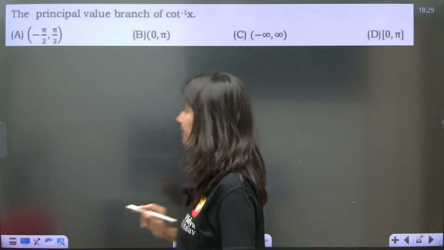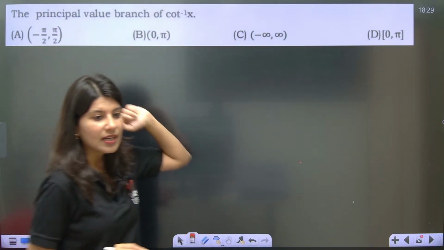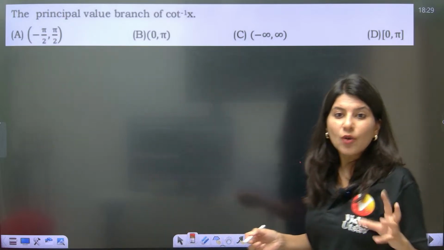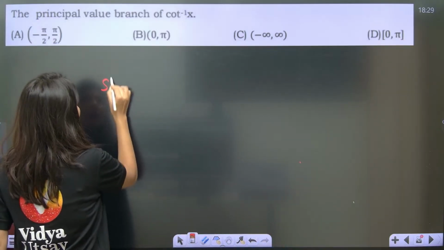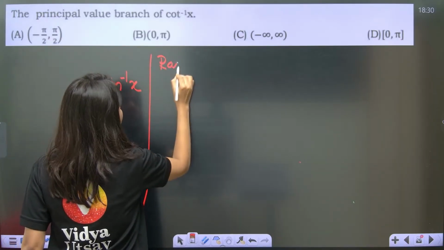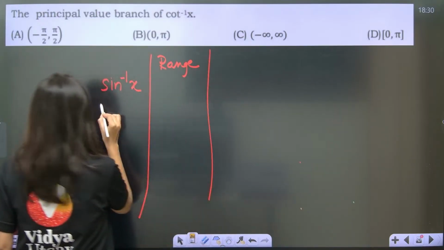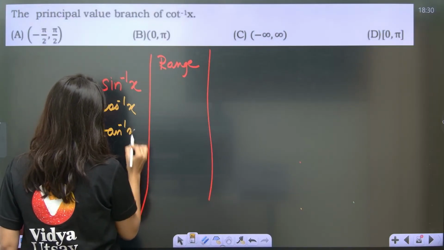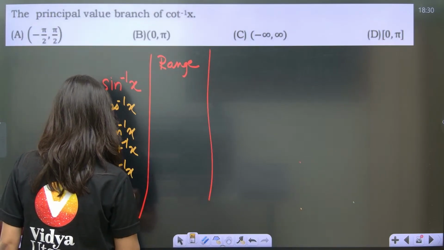So over here, principal value branch of cot inverse x. I am not here to tell you just this question. I am here to write all the domain and range of inverse functions. Just tell me, you have sine inverse x, tell me what is the range of this function. Then you have cos inverse x, then tan inverse x, cot inverse x, and sec inverse x, cosec inverse x.